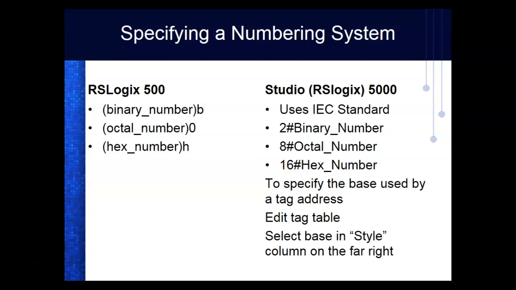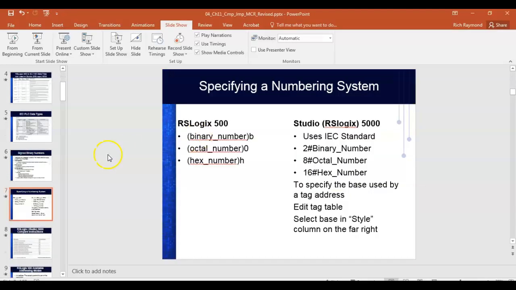So, in binary, in RSLogix 500, the way we identify the base of immediate addressing is we put a B at the end of the binary number. And we put an O at the end of the octal number, and I think that's actually a 0, guys. I need to come back and change that. I need to do it, man.